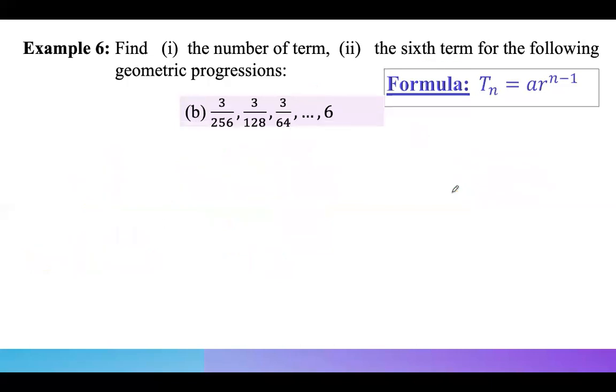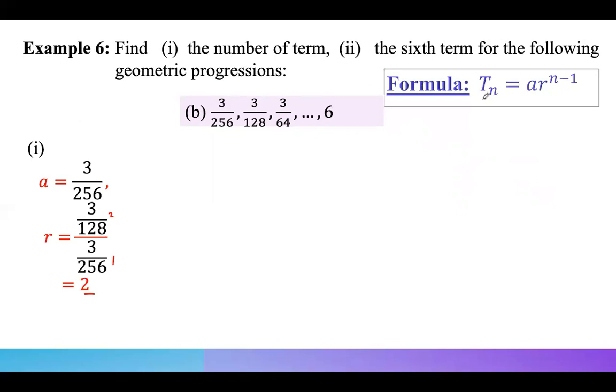Now the same question, but now B is 3 over 256, 3 over 128, and 3 over 64, and the last term is 6. So how many terms are there in this sequence? As usual, what is A first? A is 3 over 256. What is R? R is the second term divided by the first term. Just use your calculator, and you get R equal to 2.